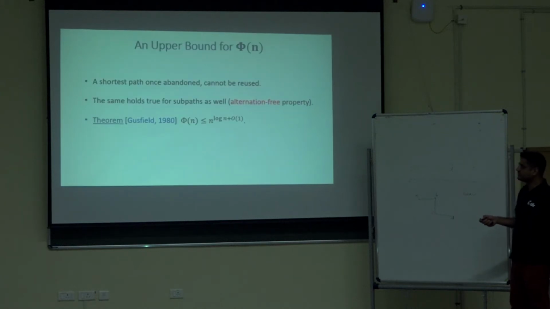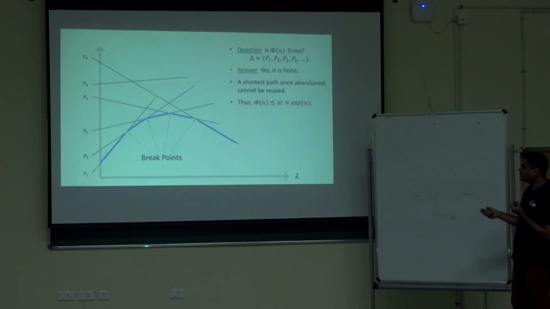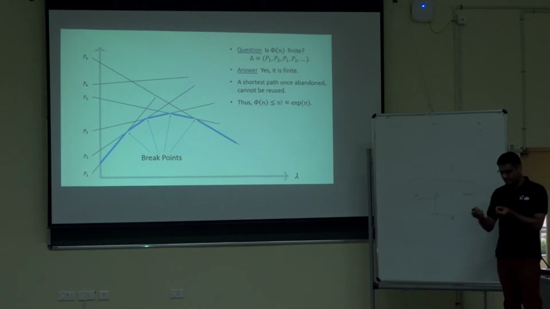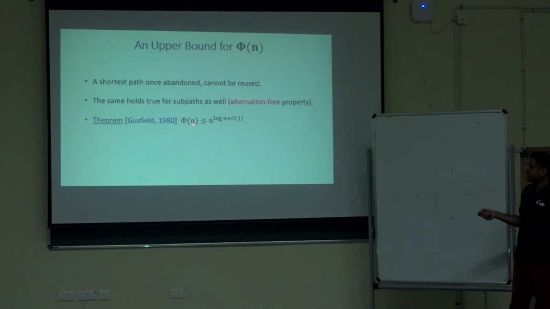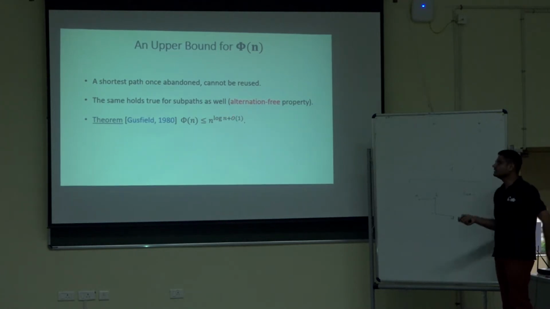So we can again use the same statement that the shortest path once abandoned cannot be used. However, note that this holds true for subpaths as well. So here, what did we say? We use this statement for ST paths because we are only looking at paths starting at S and ending at T. However, if you choose any two vertices X and Y, again, their shortest paths are also linear functions in lambda, and we could use this property repeatedly. And that's exactly what Gusfield did in 1980. He proved an upper bound which is much better than exponential, which is quasi-polynomial, n raised to log n. Okay. And then the question is, can you still do any better?